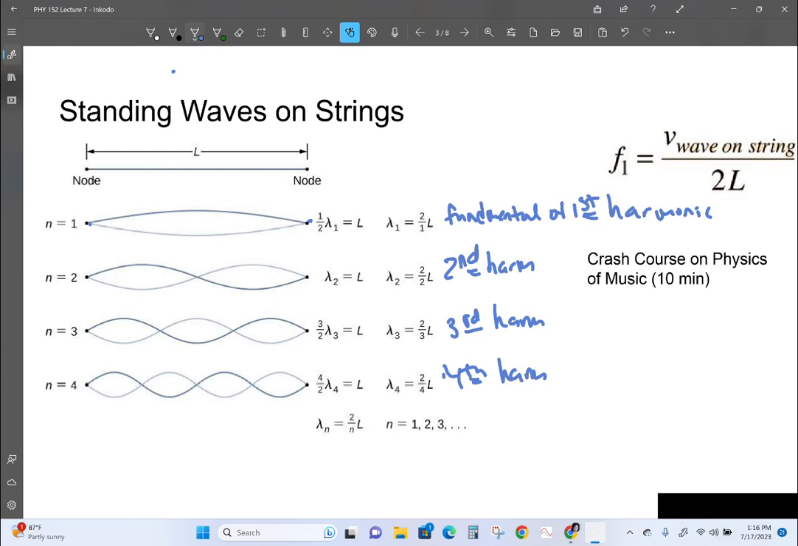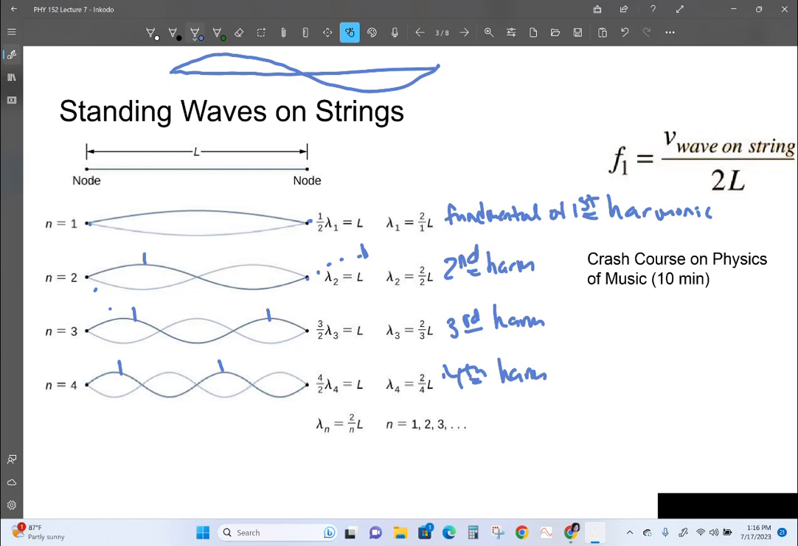Now you notice that the distance between crests is not the same for these. As a matter of fact, this crest would be all the way over here. As you go up in harmonics, you get more antinodes, which means the wavelength decreases. If you look at this very first one, this is only 1/2 of the wavelength. This is 2/2 of the wavelength. This is 3/2 of the wavelength, and this is 4/2 of the wavelength.